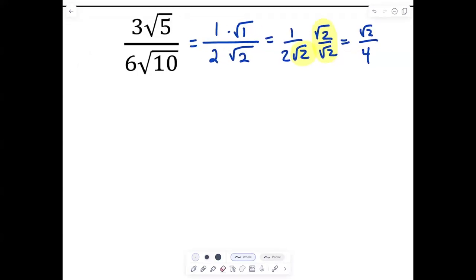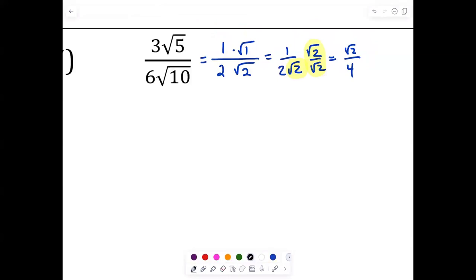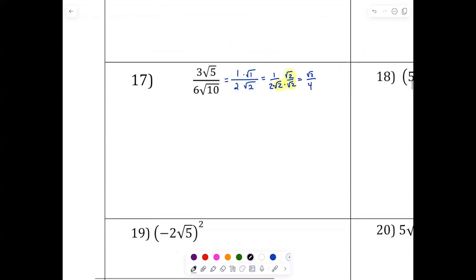Listen, how do you know that? Because this literally means this: 2 times radical 2 times radical 2. There is no addition there. You with me? So if you ever have trouble, think of it that way. There's no sign. If there's no sign, it's multiplication. All right, here we go.